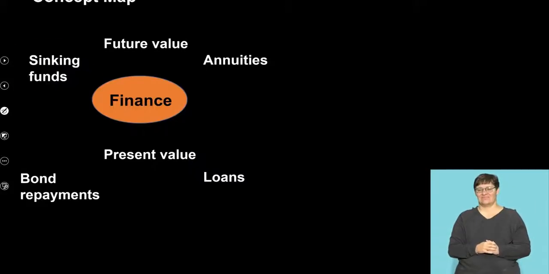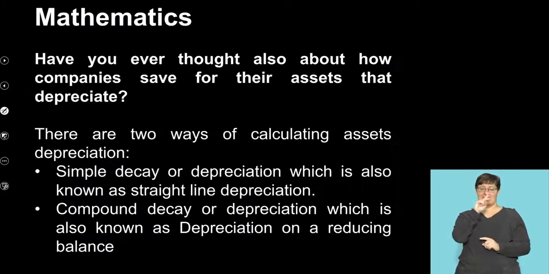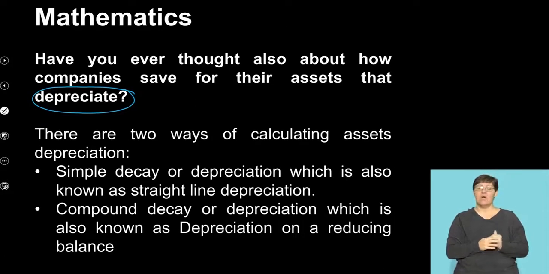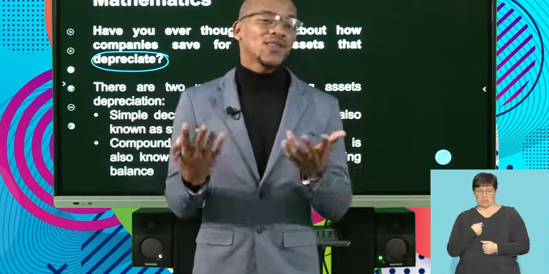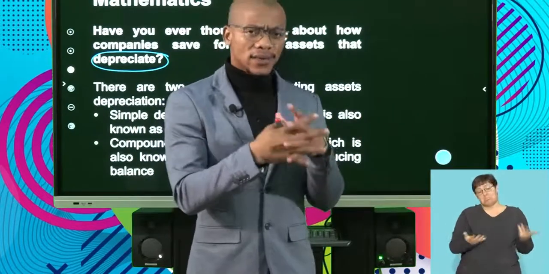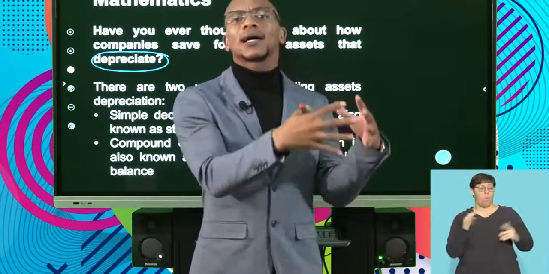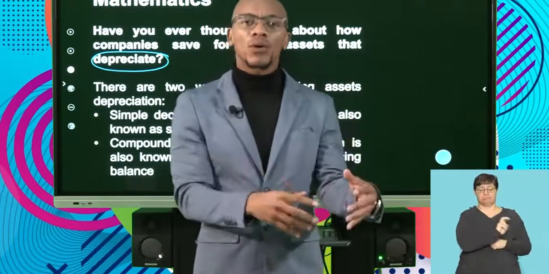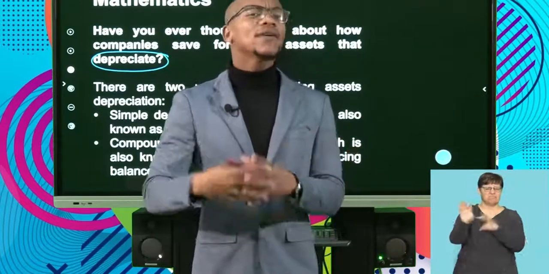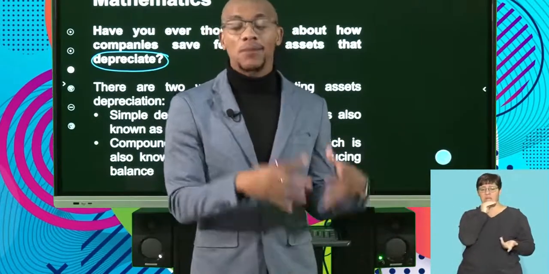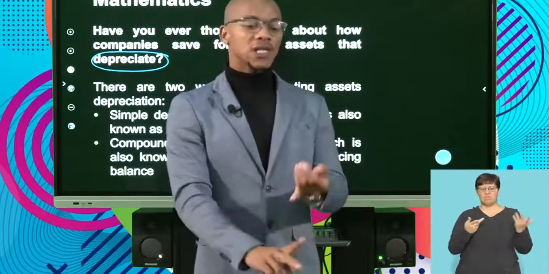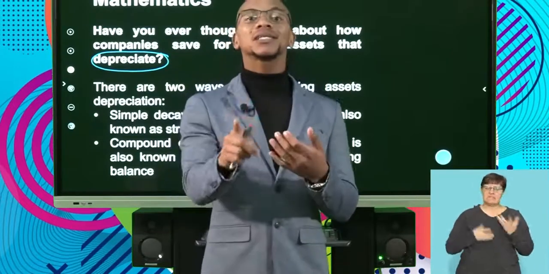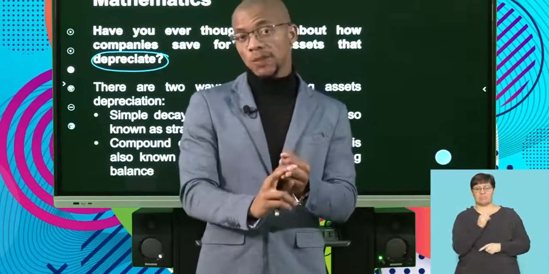So remember that we are now looking at sinking funds. And with this sinking fund, I want you to think about how companies save for their assets that depreciate. Because as a company, I don't really have a company, but I'm sure this is what they think about: if I buy this truck or this car now that needs to transport the employees and the goods of the company, in 5 years' time this car will be a liability, meaning it would have lost value, it will need us to fix it every now and then, so it means in 5 years we will need to replace this particular car.